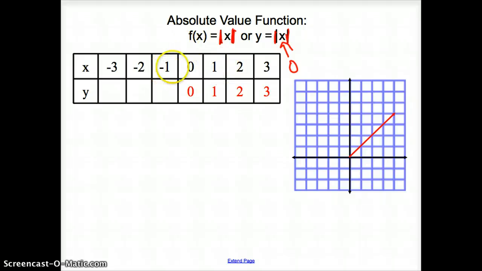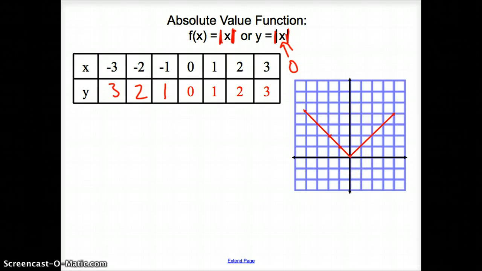Now, though, if we put negative 1 in for x, the absolute value of negative 1 is 1. The absolute value of negative 2 is 2. Absolute value of negative 3 is 3. So if we plot these points, negative 1, up 1, negative 2, up 2, negative 3, up 3. And now what kind of graph are we going to make?